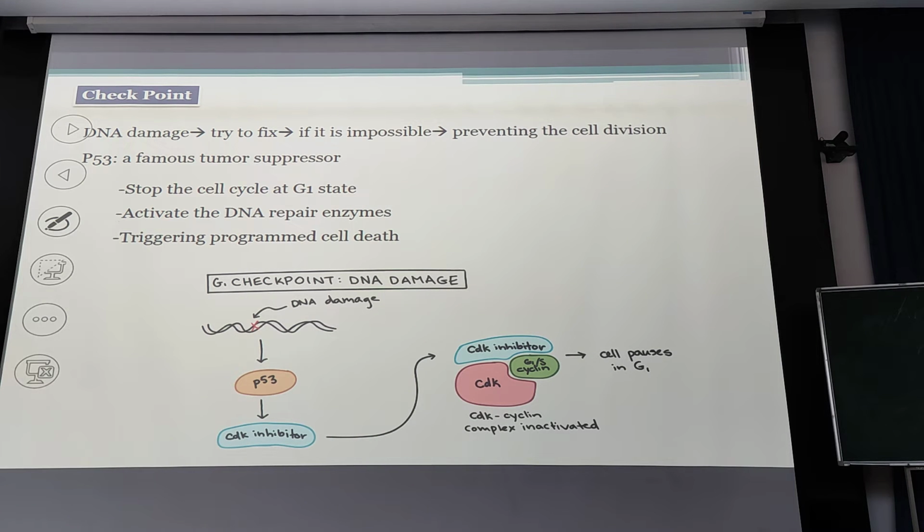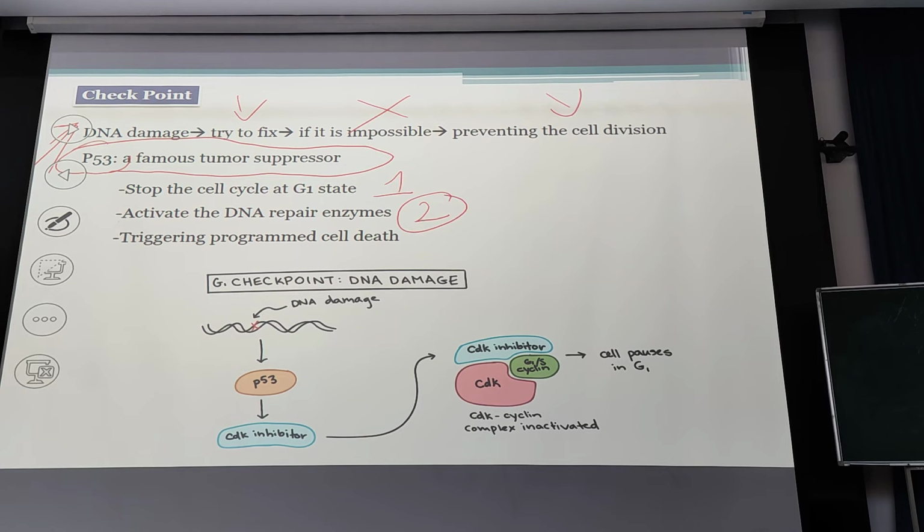So here are the checkpoints. What happens in the checkpoint? It will find some problems. If they find DNA damage, they can try to fix it, and if it cannot be fixed, it can prevent cell division through a very famous protein, the tumor suppressor P53. So if they discover some DNA damage, the first step is to stop the cell cycle at the G1 stage.